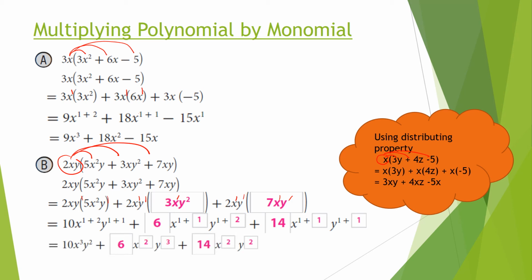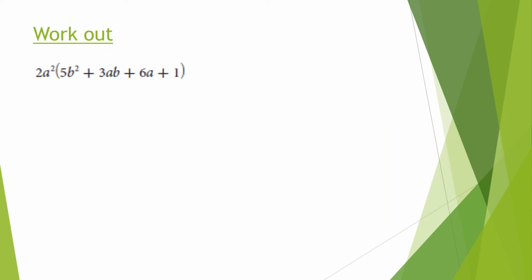So it will be 10x power 3, y power 1 plus 1 equals 2, then 6, 1 plus 1, x power 2, and 1 plus 2, y power 3. 14, x, 1 plus 1 will be 2, and y, 1 plus 1 will be 2. So the final result: 10x power 3 y power 2, plus 6x power 2 y power 3, plus 14x power 2 y power 2. Try to work this.